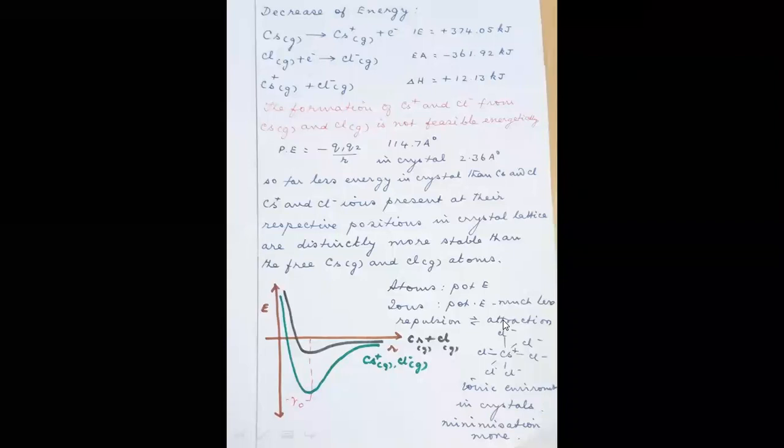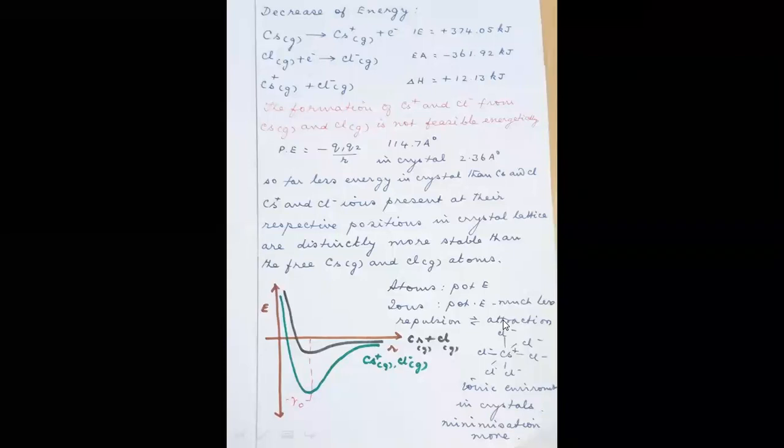But when the atoms are brought closer, when they come closer and closer, there comes the repulsion due to the repulsive force between the electronic clouds and the repulsive force between the nuclei. So when they are critically close, repulsion predominates.